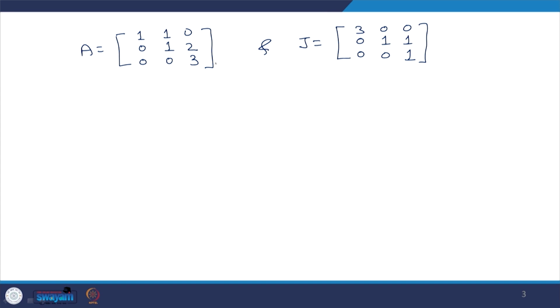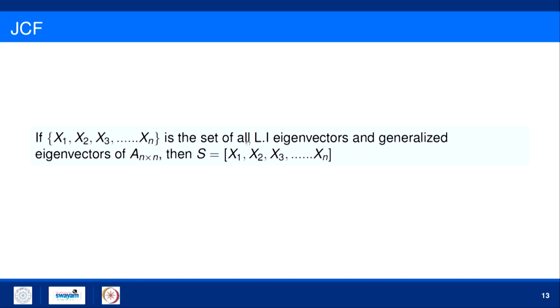Now, if I ask you to tell me about the minimal polynomial of A, I can write it from here, and it will be lambda minus 3, which comes from the Jordan block, and then from the other Jordan block I will write lambda minus 1 squared. How? The power in the minimal polynomial gives you the size of the largest Jordan block corresponding to that particular eigenvalue. We will see an example of it. If x1, x2, up to xn is a set of linearly independent eigenvectors and generalized eigenvectors, then S can be written in this way, that is, each eigenvector can be written in a column in the Jordan canonical form, which we have seen from the example.